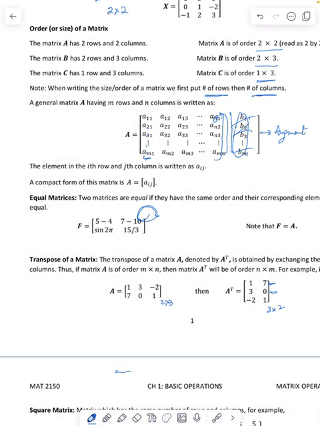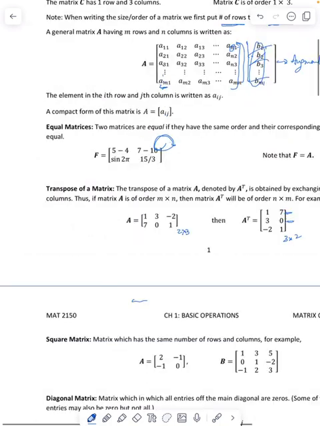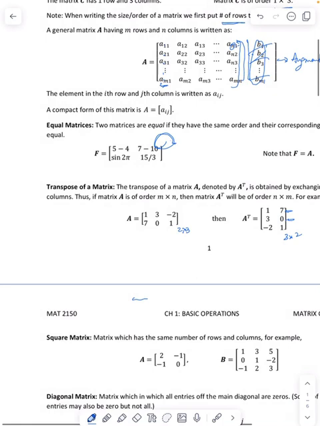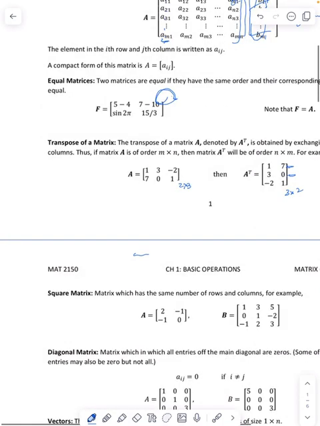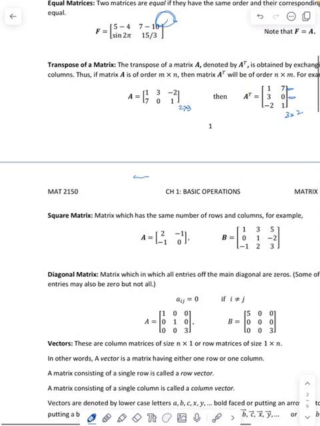So what is a square matrix? By the name, I think you can imagine a square matrix is one where the number of rows and the number of columns are the same. For example, here A is of order 2 by 2, so this is a square matrix. The B matrix is of order 3 by 3, so it is a square matrix.